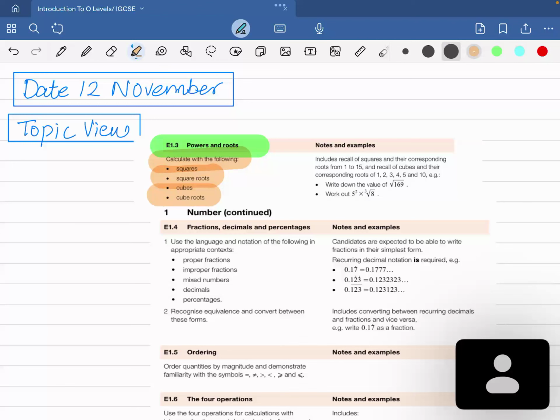Calculate with the following: squares, square roots, cubes, and cube roots. Agree? And the examiner says to include recall of squares and their corresponding roots from 1 to 15, and recall of cubes and their corresponding roots from 1 to 10.